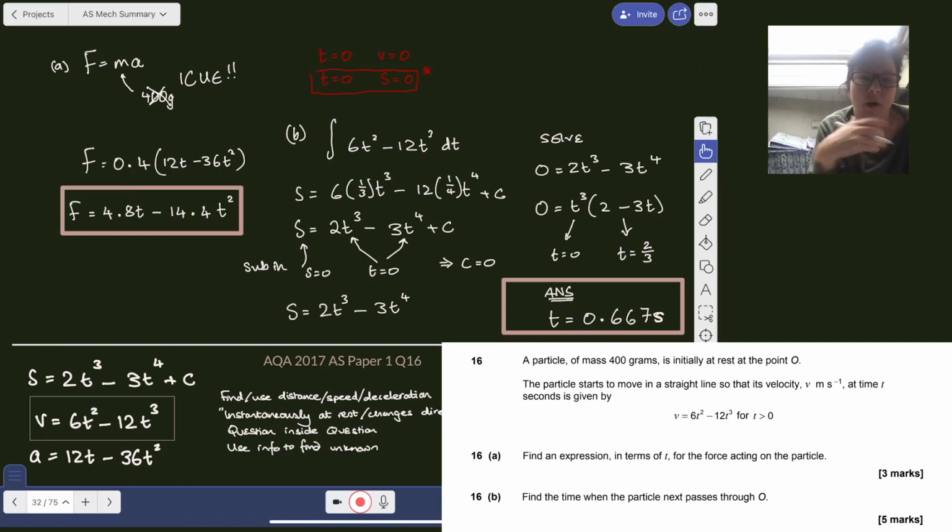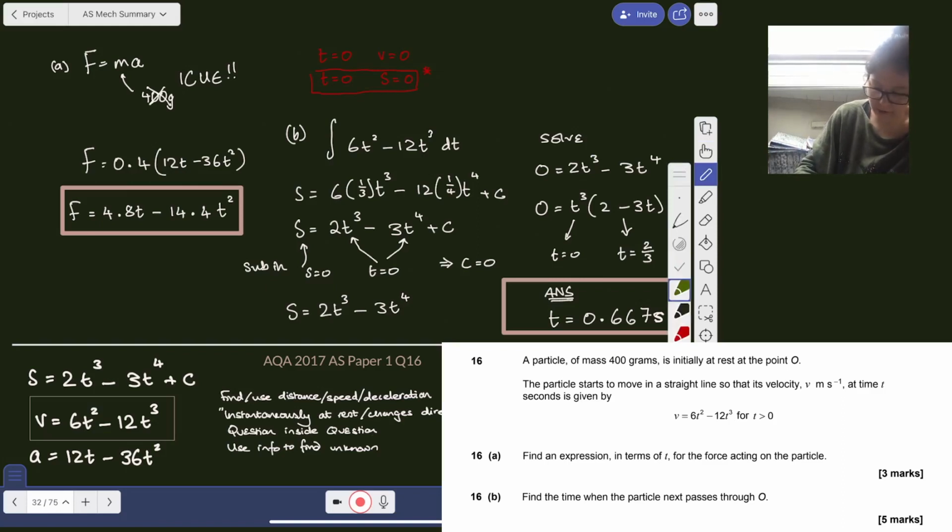So what do we have to do here? Part A wasn't actually a variable accelerator. Well, no, it was, because we had to differentiate V to get A to sub it into F equals ma. For part B, we had to integrate V to get S, and then we had to find the value of the plus C.